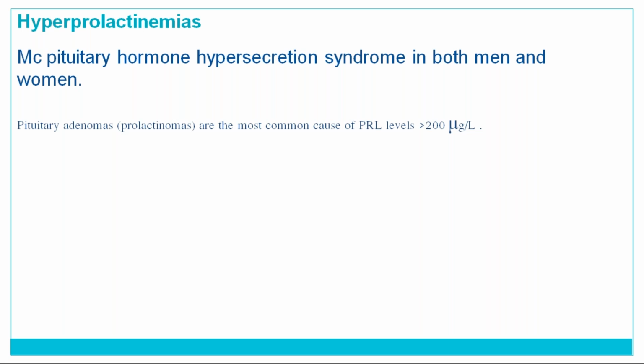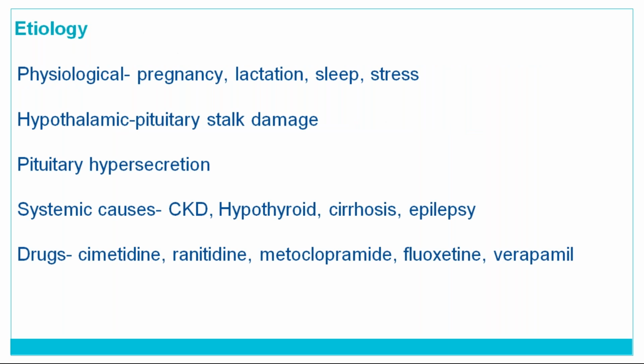What is the function of prolactin? Production of milk. So during lactation and pregnancy, prolactin levels will be increased. Okay. So it can be a physiological increase, like pregnancy and lactation. During sleep also prolactin levels will be high, and during stress. Or any hypothalamic pituitary stalk damage.